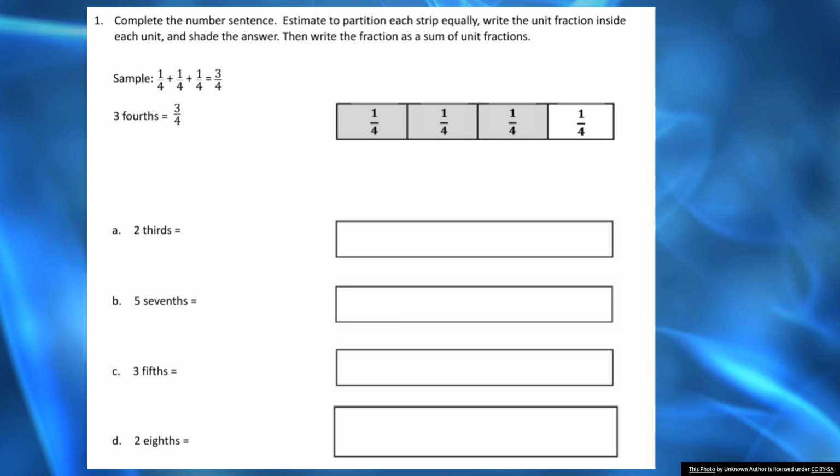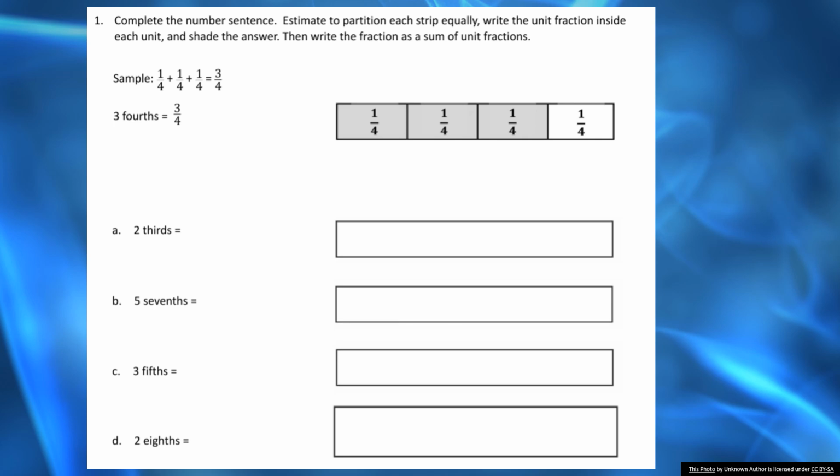Okay, so let's take a look at number 1. Number 1 says, complete the number sentence. Estimate to partition each strip equally. Write the unit fraction inside each unit and shade the answer. Then write the fraction as a sum of unit fractions. Sounds like a lot, but it's not really. Let's take it one step at a time, okay?